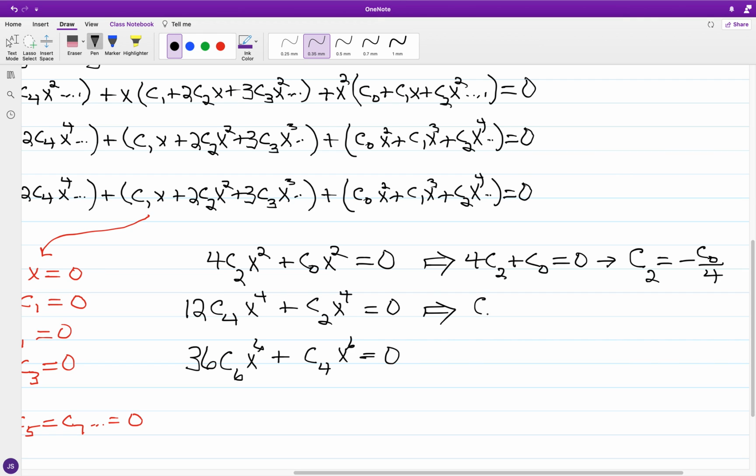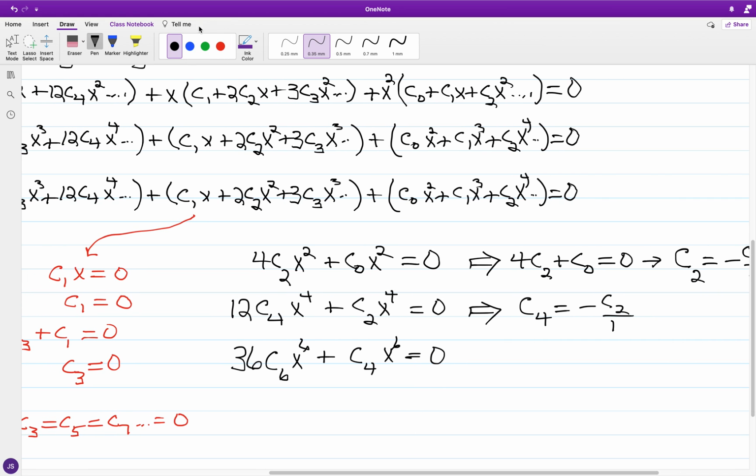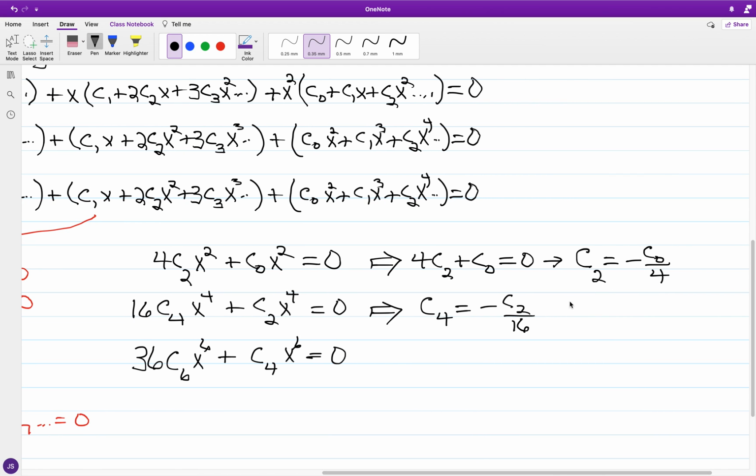I'll go ahead and say that we have c of 4 is equal to negative c of 2 over 12. Okay, let me check. C of 4. You know what? Got a little bit ahead of myself. That should be 16. My bad. Negative c2 over 16. There we go. And if I put this in terms of c naught, negative times negative is going to be a positive. So I have c naught over 64.